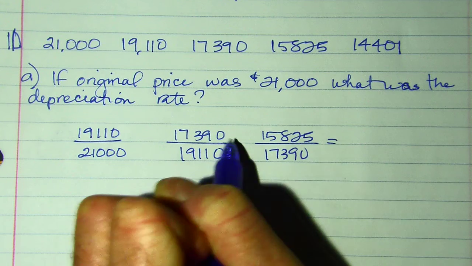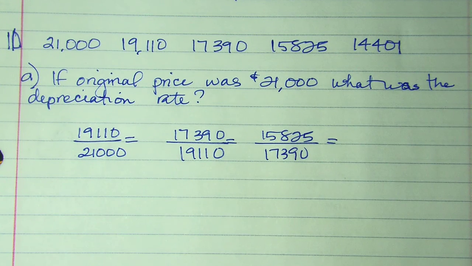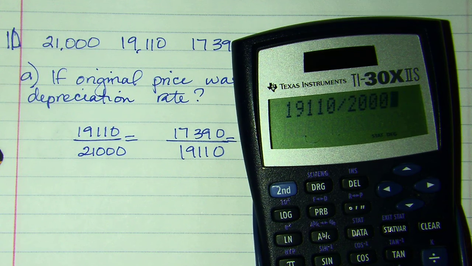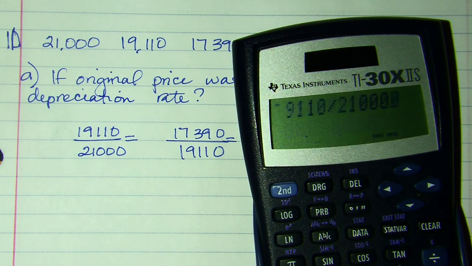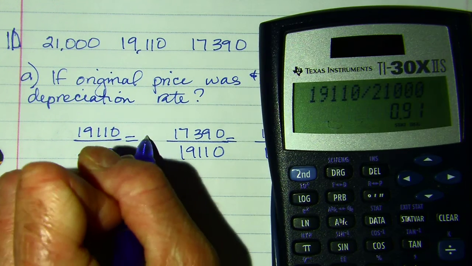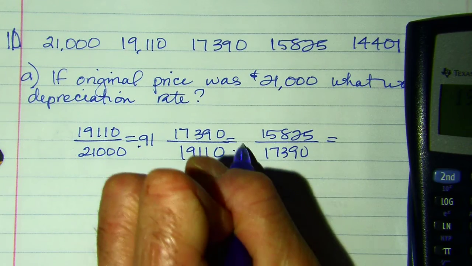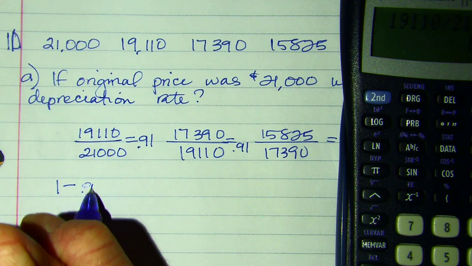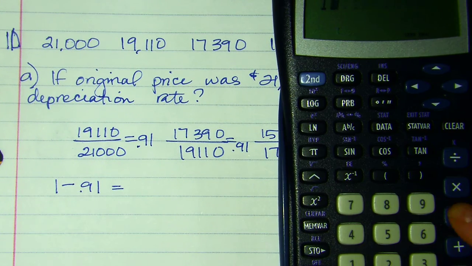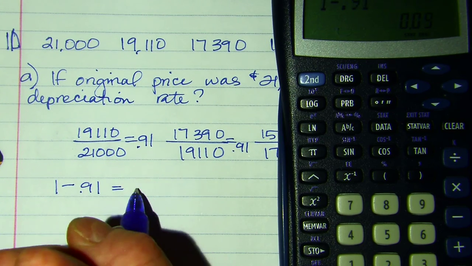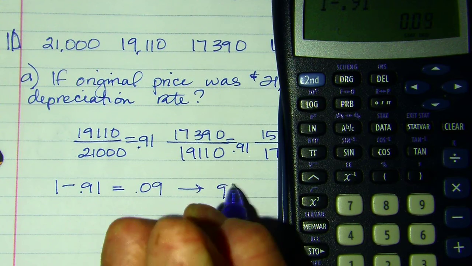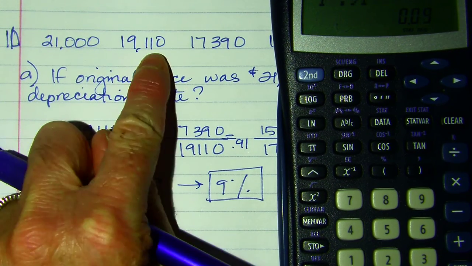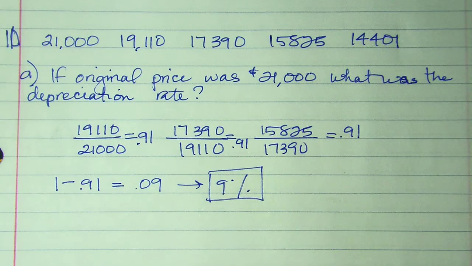So if I was to enter any of these, 1910 divided by 21,000, I get 0.91 for all of these. So 1 minus 0.91 equals 0.09, so 9%. You have two of these on your homework, so take the second number divided by the first.